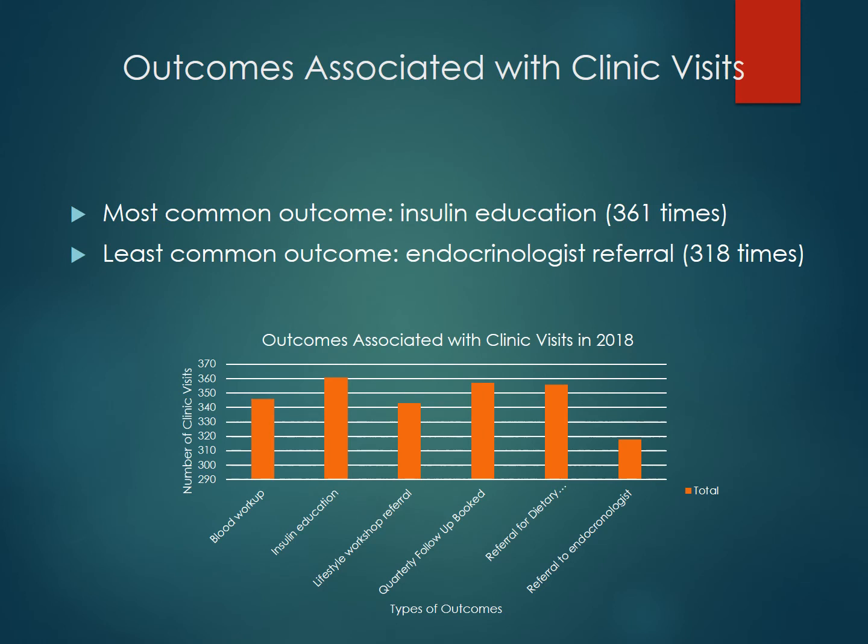It is equally important for organizations to know what the outcomes associated with their clinics are. The total number of documented clinic outcomes was 2,081. The most common diabetic clinic outcome was for insulin education, which occurred 361 times. The least common diabetic clinic outcome was for referrals to an endocrinologist, and this occurred 318 times.